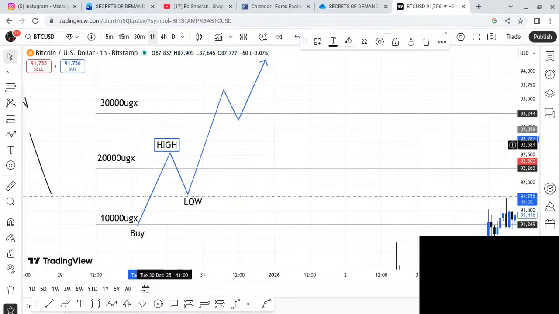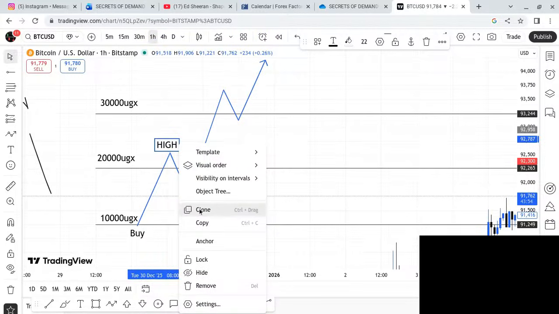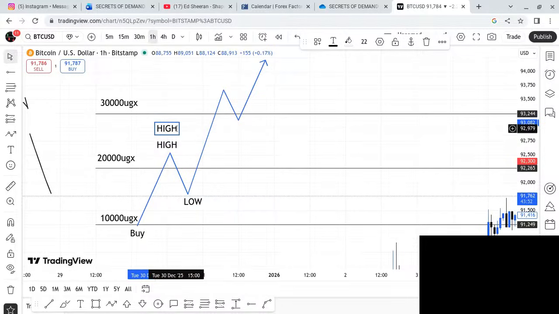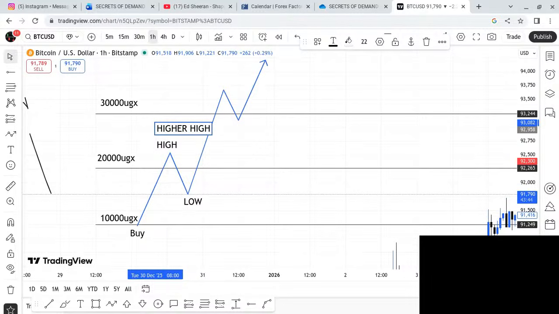After forming a high and a low, we are going to form what we call the higher highs and the higher lows. The higher highs and the higher lows come in. This is going to be a higher high, and this higher high will be right here.